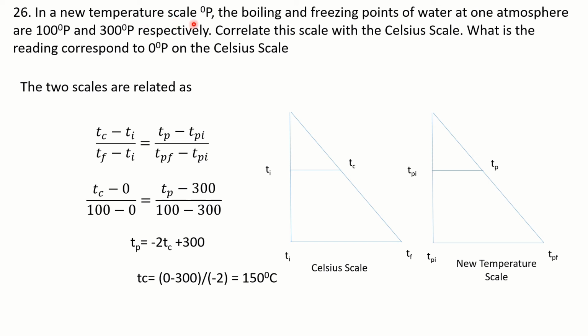In a new temperature scale, degree P, the boiling and freezing points of water at 1 atmosphere are 100 degree P and 300 degree P respectively. There is a P temperature scale. Correlate this scale with the Celsius scale. What is the reading corresponding to 0 degree P on the Celsius scale? There are two thermometers: a degree Celsius thermometer and a degree P thermometer.